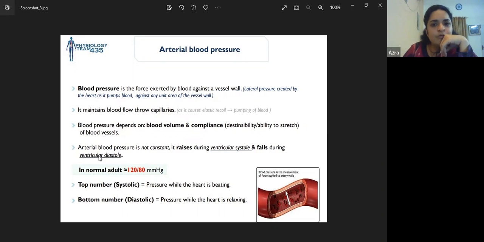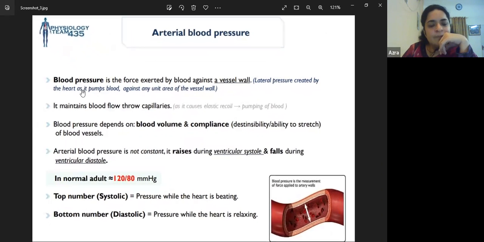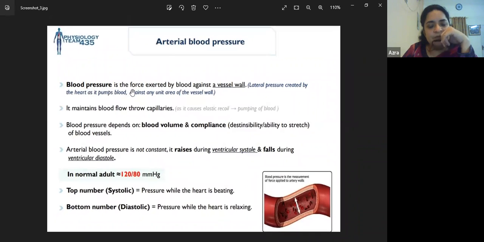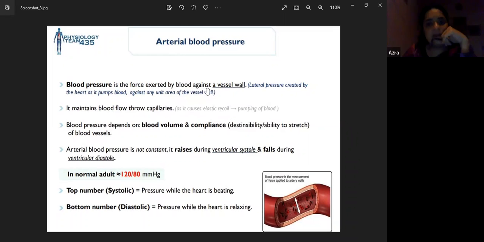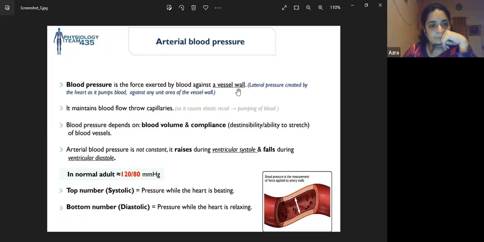So what is arterial blood pressure? What's blood pressure? Blood pressure is the force exerted by blood against a vessel wall.